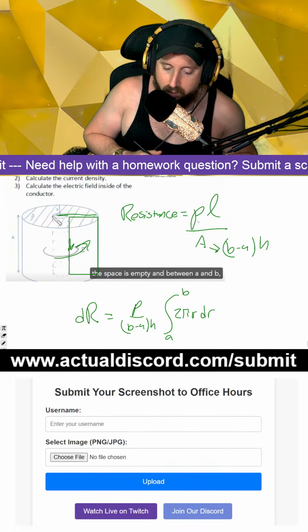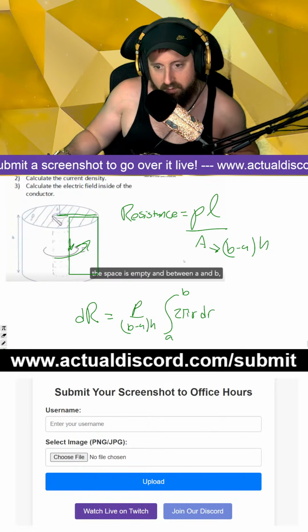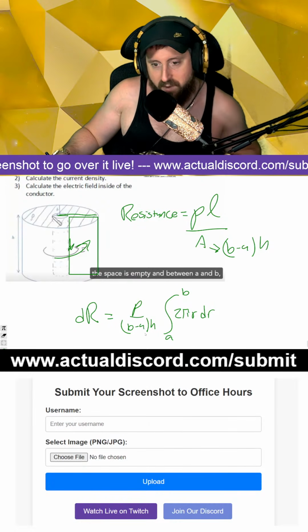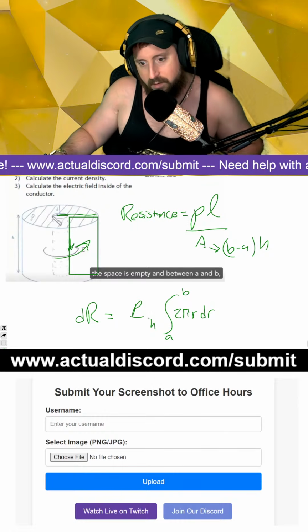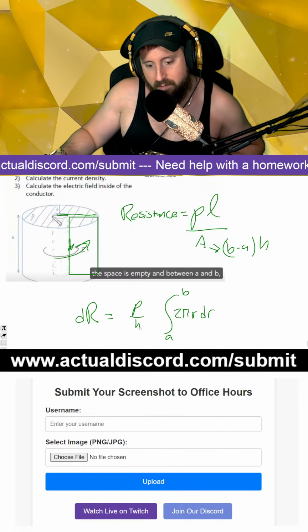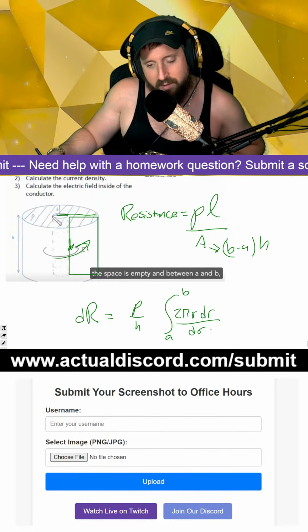Oh, wait a minute. Area is height times... Instead of b minus a, sorry, I think the area is just equal to h dr. Is that right?